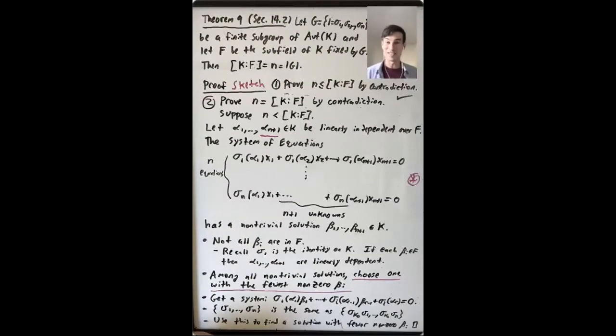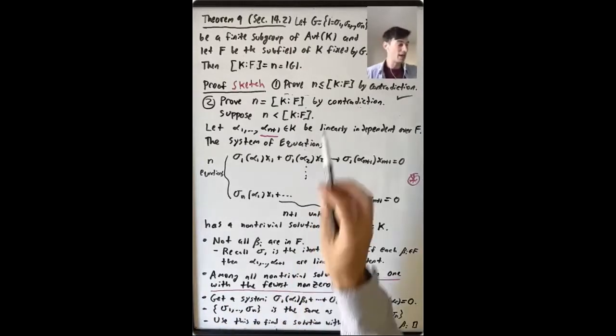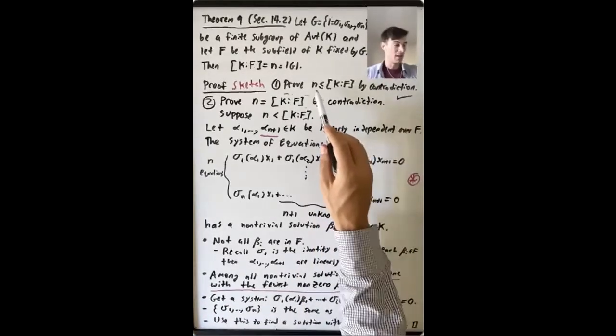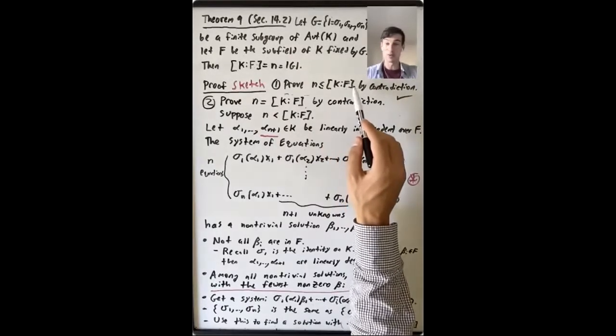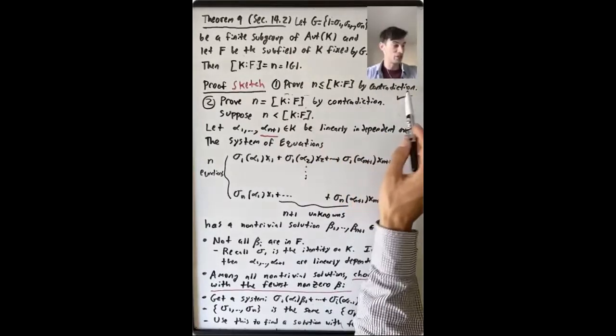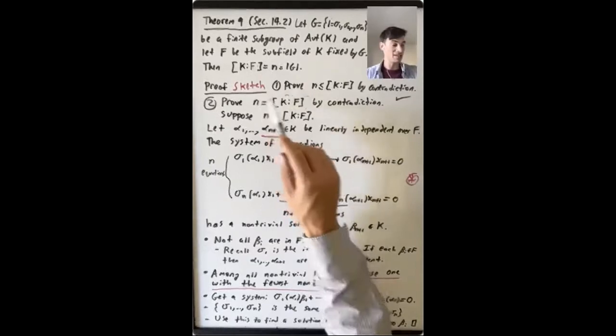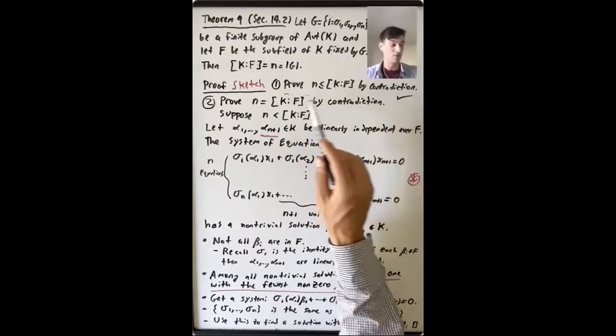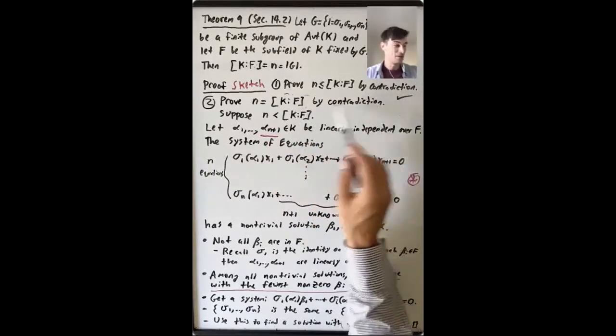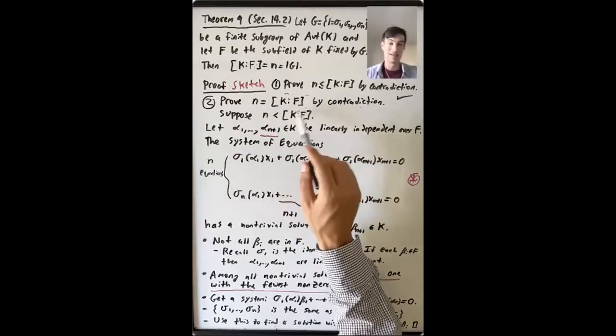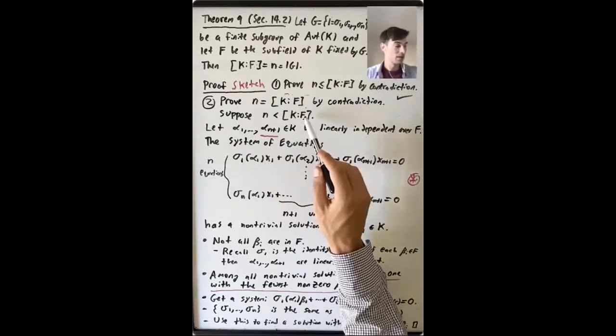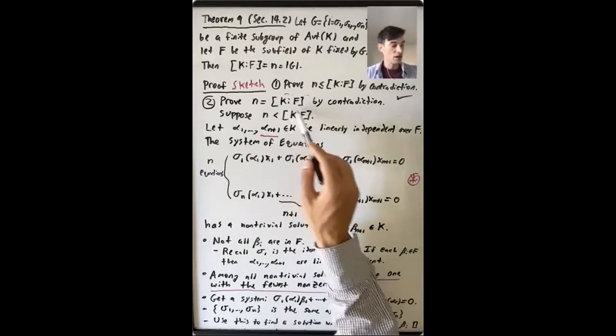Let's continue our sketch of the proof of Theorem 9. We've shown that n is less than or equal to the degree of K over F by contradiction. And now we're going to prove that n is actually equal to the degree of K over F by contradiction also. So let's suppose that n is less than this degree. So we're going to get a contradiction here.